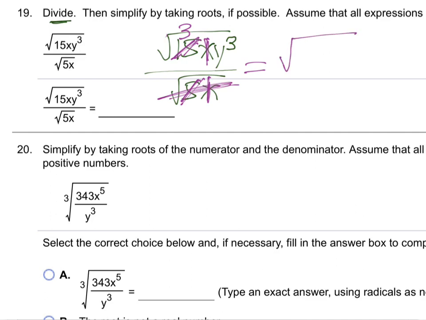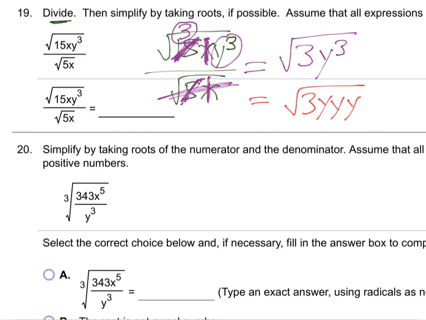What's left in the top? Just a 3 and y cubed. Because this x is gone, the 15, 5 went into 15 3 times, and then the y cubed. Now, we can't leave it that way. We can simplify that. So we divided first. First we divided, and now we break this down. Y cubed is y cubed.